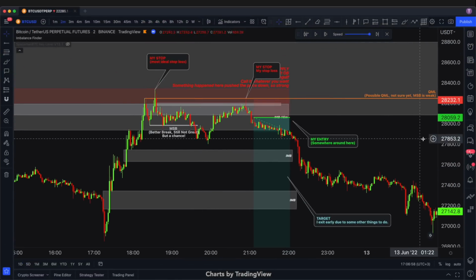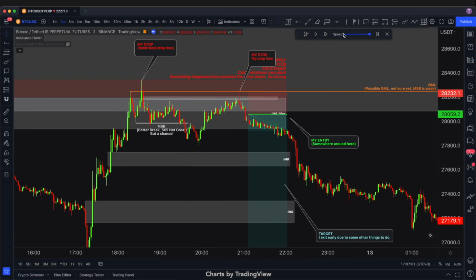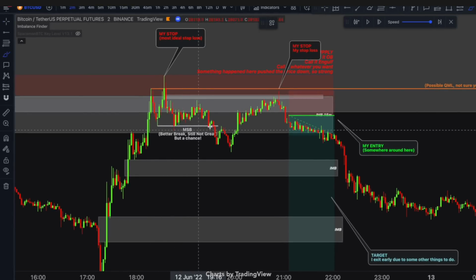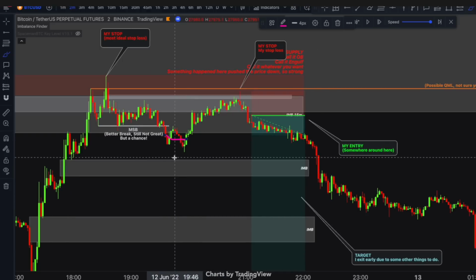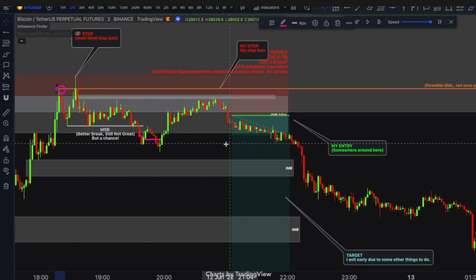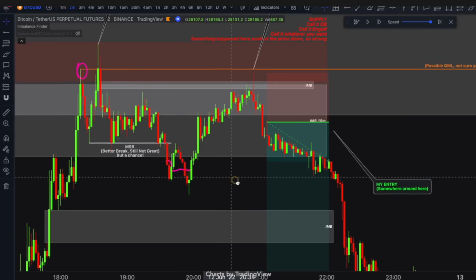Now, I waited for an MSP here. However, as you can see, the MSP is not really high quality. It just concerns me a little. However, I have two confirmations. The first one is the QML. The second one is the 1 minute imbalance, even if it is a tiny one. These are little breadcrumbs of the market makers for us to take positions.